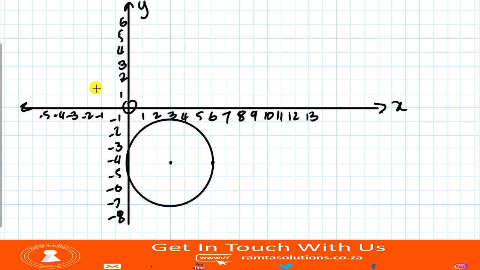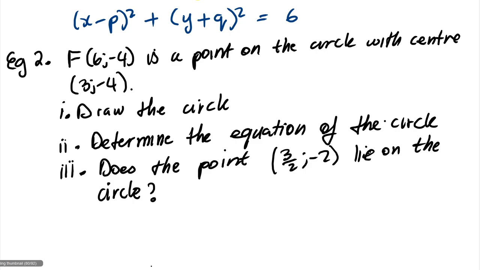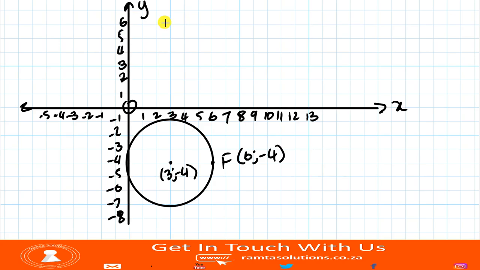Now, this point here, which is the center, is 3 and -4. This point here, which is point F, is 6 and -4. Okay? Perfect. So now we are done. It says determine the equation of the circle.